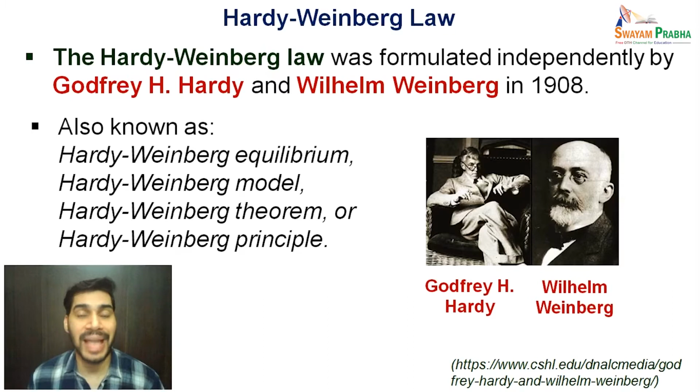Now once we have this idea about allelic frequency and the genotypic frequencies, let us try to understand the Hardy-Weinberg law. The Hardy-Weinberg law was formulated independently by two people, Godfrey H. Hardy and Wilhelm Weinberg, in the year 1908. The law is named differently, though it is actually the same. It is also called the Hardy-Weinberg equilibrium at times, the Hardy-Weinberg model, Hardy-Weinberg theorem, or the Hardy-Weinberg principle.